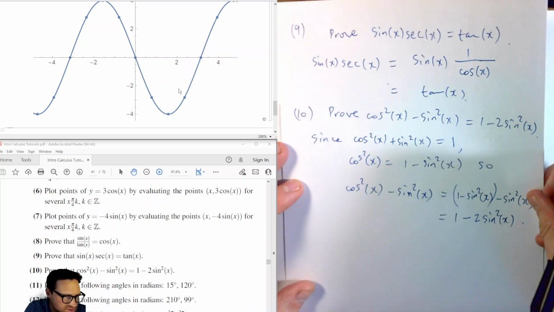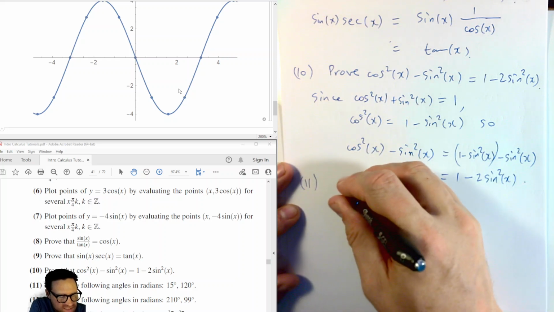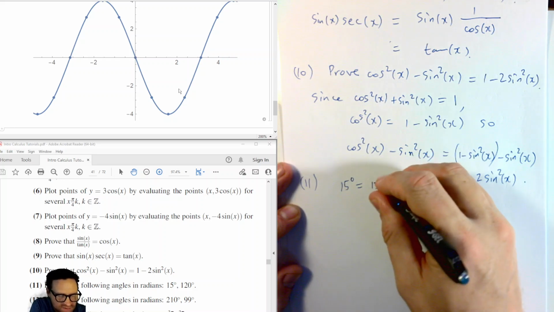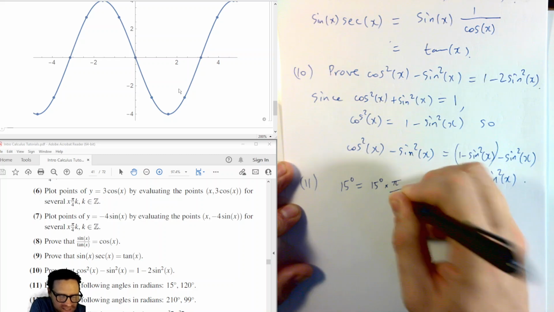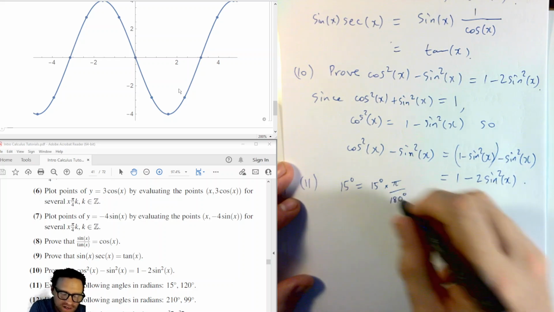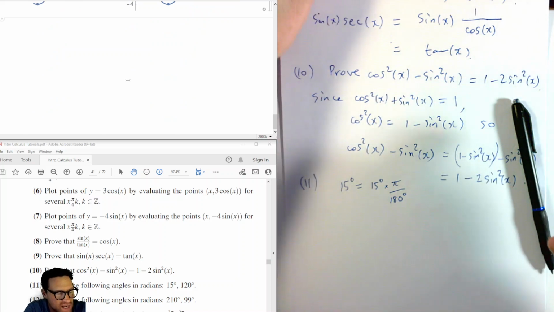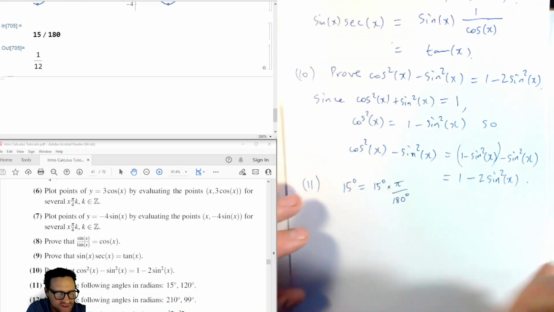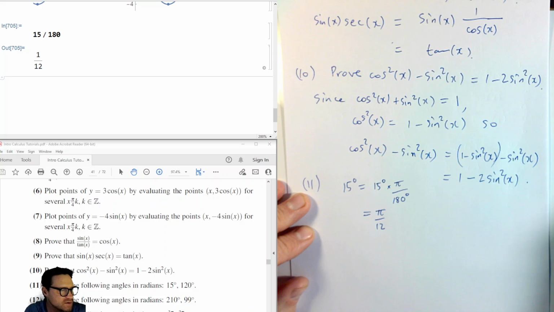Okay, let's move on to question 11. Express 15 degrees in radians. Well, what I need to do is say that this is 15 degrees multiplied by pi on 180 degrees, so that the degree unit cancels. And then I need to simplify this ratio, 15 over 180. So if I put this in Mathematica like this, it will simplify that fraction. And so we have pi on 12 for that.